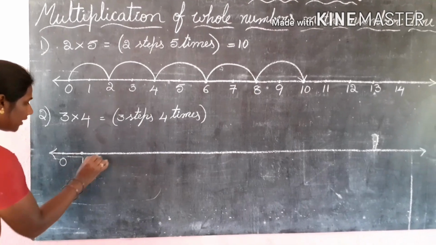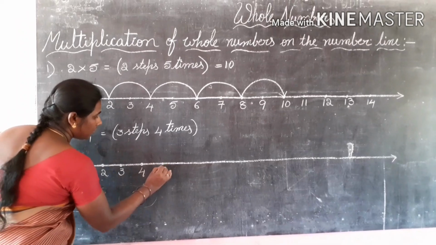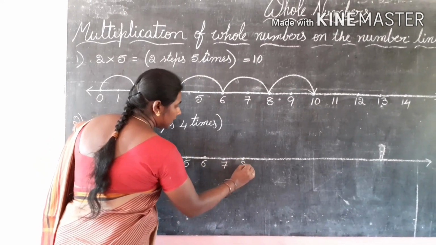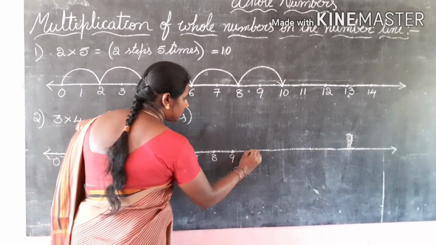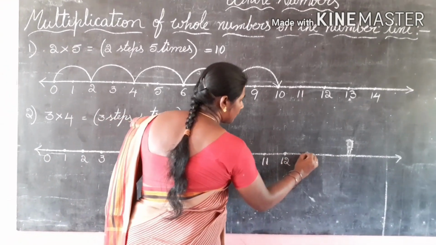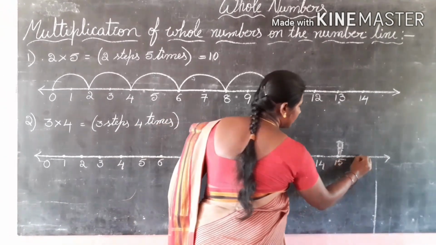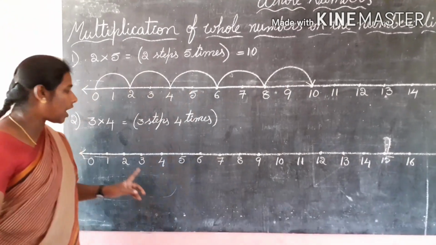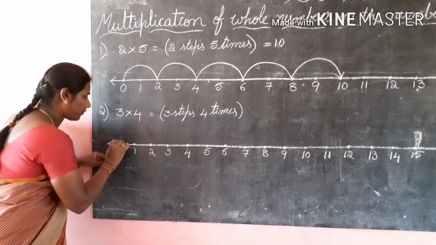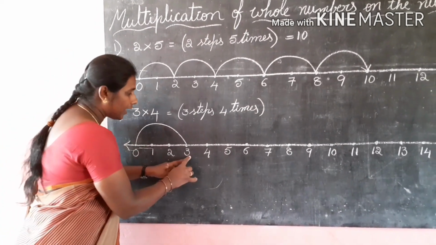0, 1, 2, 3, 4, 5, 6, 7, 8, 9, 10, 11, 12, 13, 14, 15, 16. Here also we have to start from 0. First we have to move 3 numbers. 0 to 3. One time. How many times do we have to jump? 4 times.